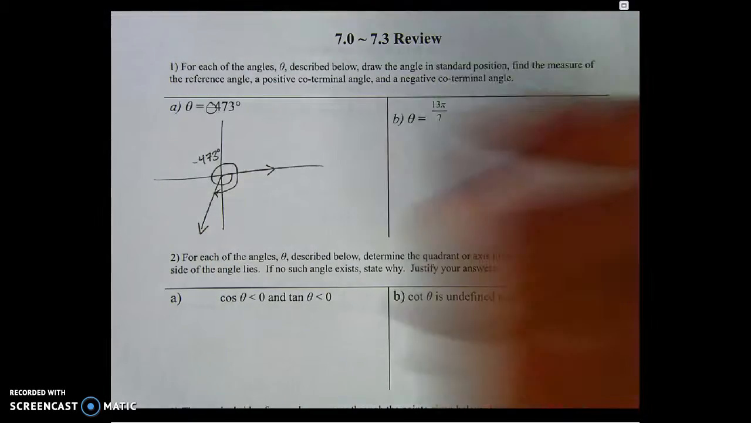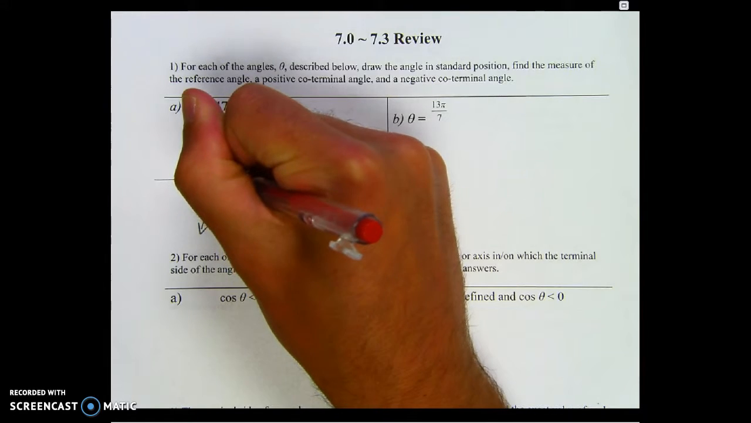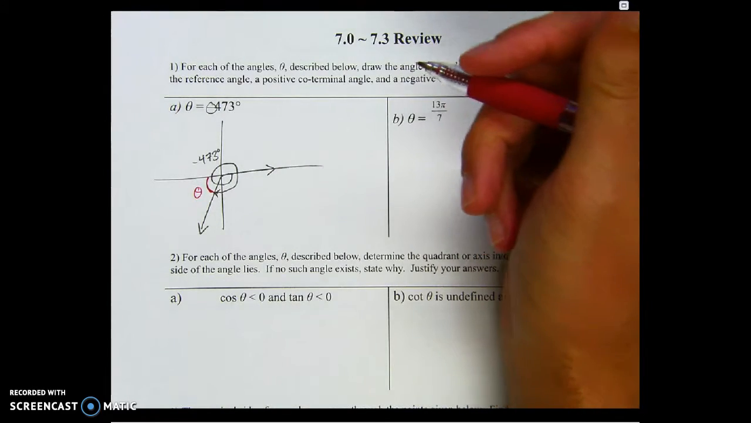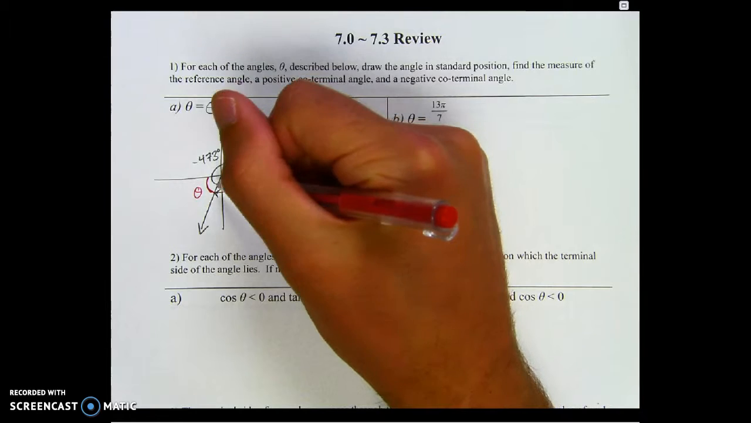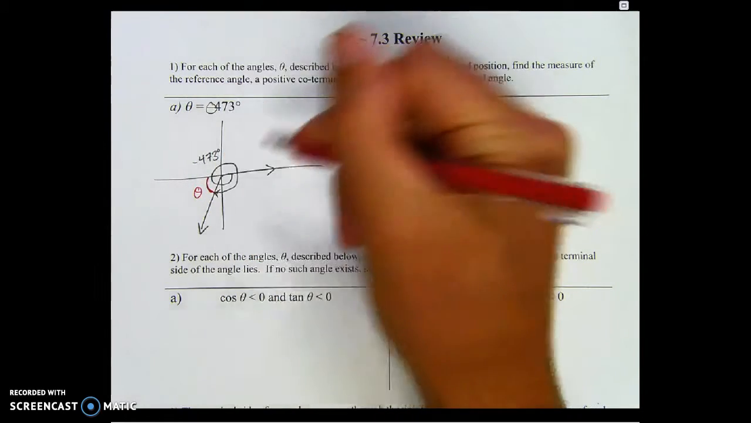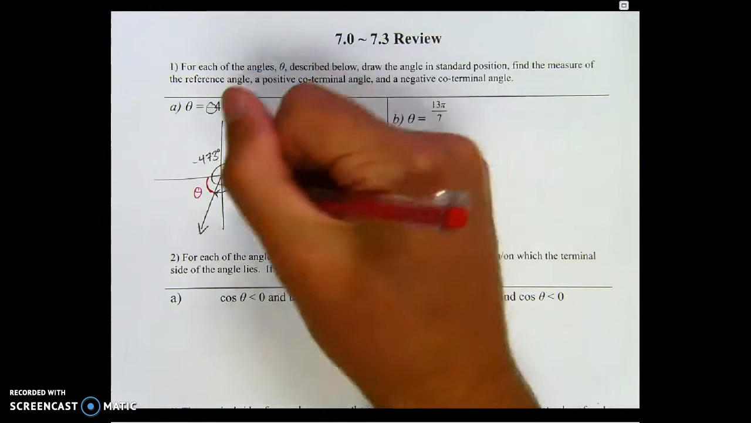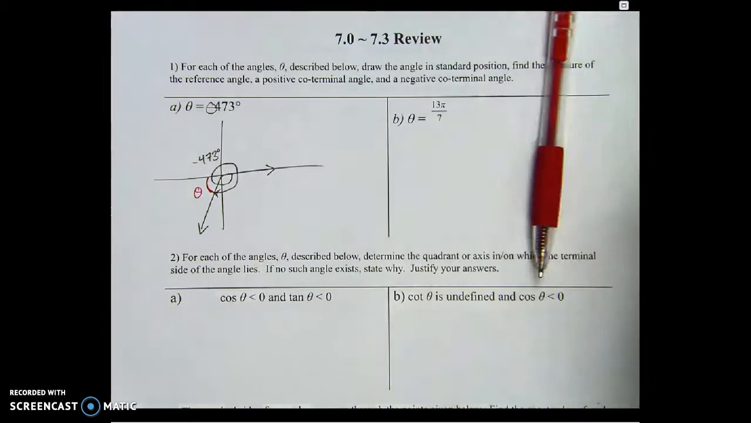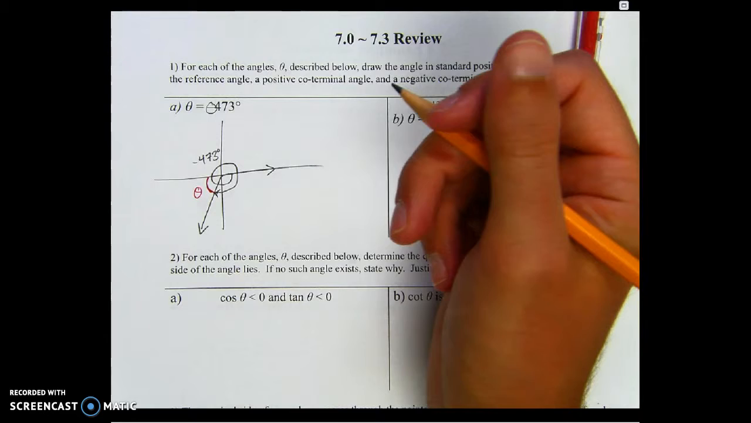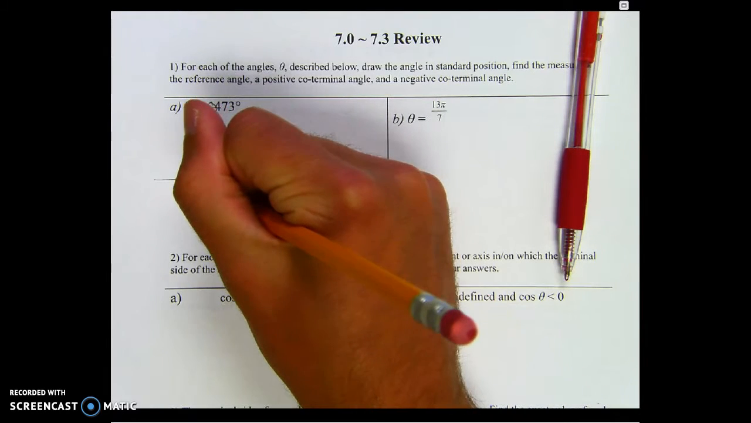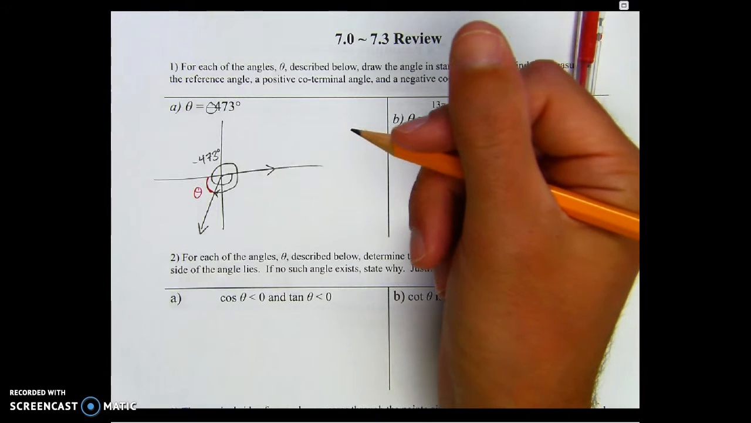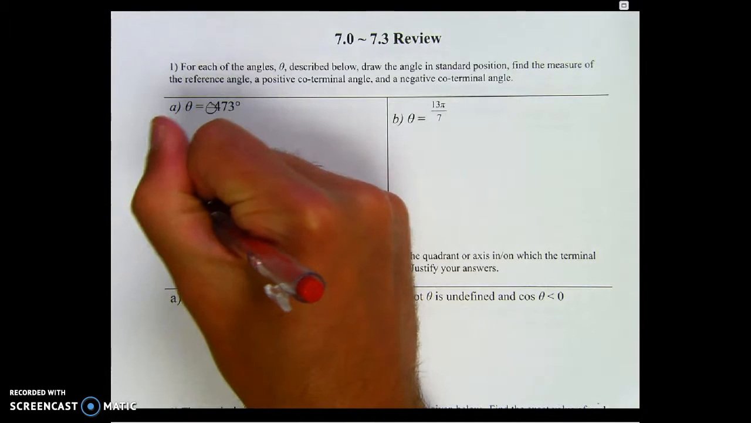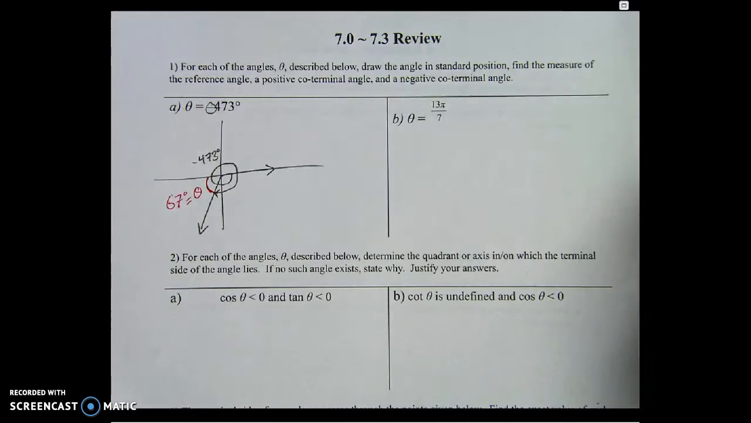Well, the reference angle is the distance that that angle creates from the x-axis. So that right there is our reference angle. I'm going to call it theta. Our reference angle has a measure of whatever the distance is from the x-axis to the terminal side, and that was 23 degrees past negative 450, right? So really that means that the distance this angle creates from the x-axis is going to be 90 degrees minus 23 degrees, which is actually 67. So 67 degrees should be our reference angle.